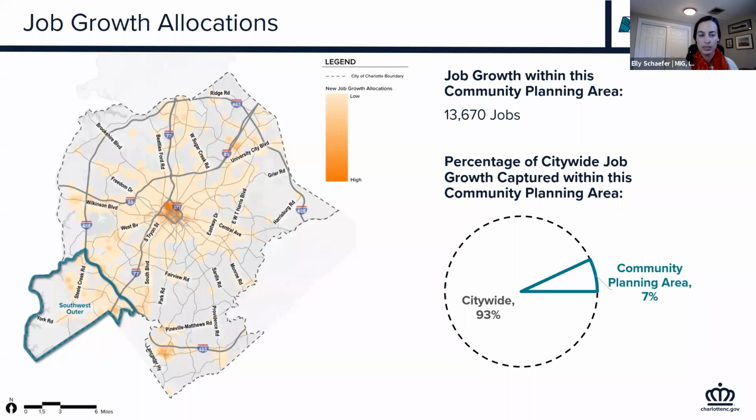And then looking at jobs, the city of Charlotte is projected to grow by almost 200,000 jobs by 2040. Given the place type recommendations within this community planning area, this area would be projected to capture about 13,700 new jobs, or approximately 7% of all new jobs citywide.